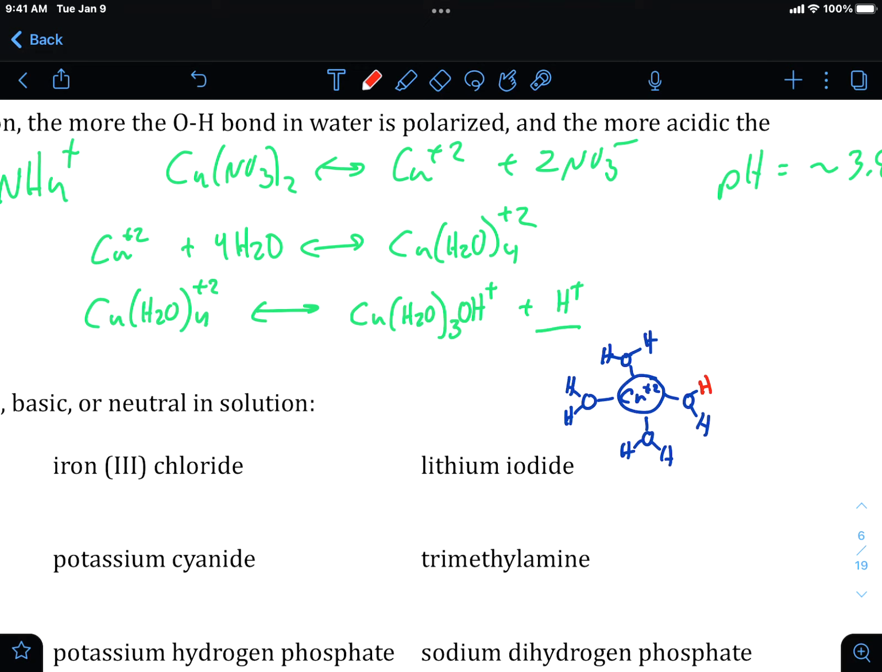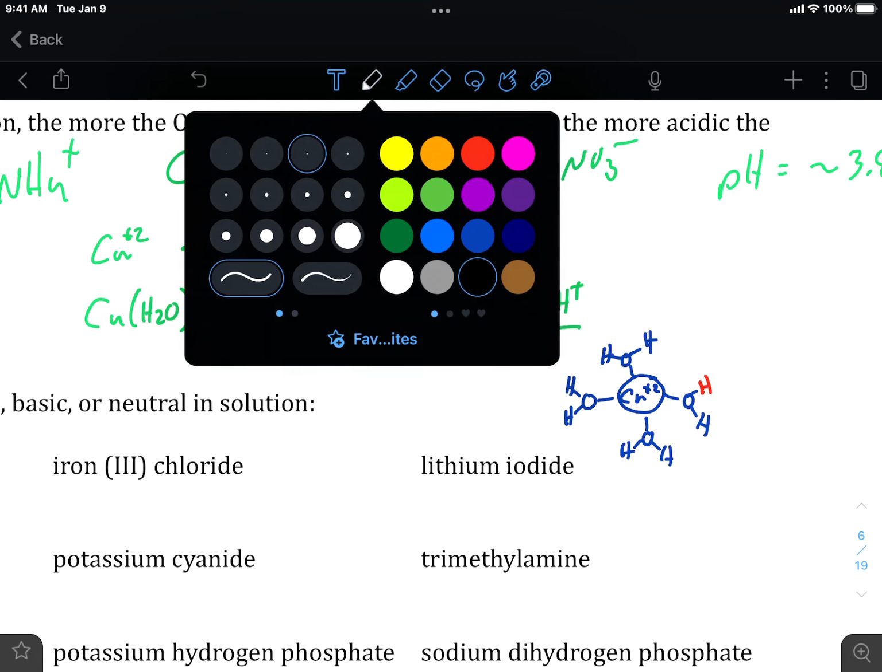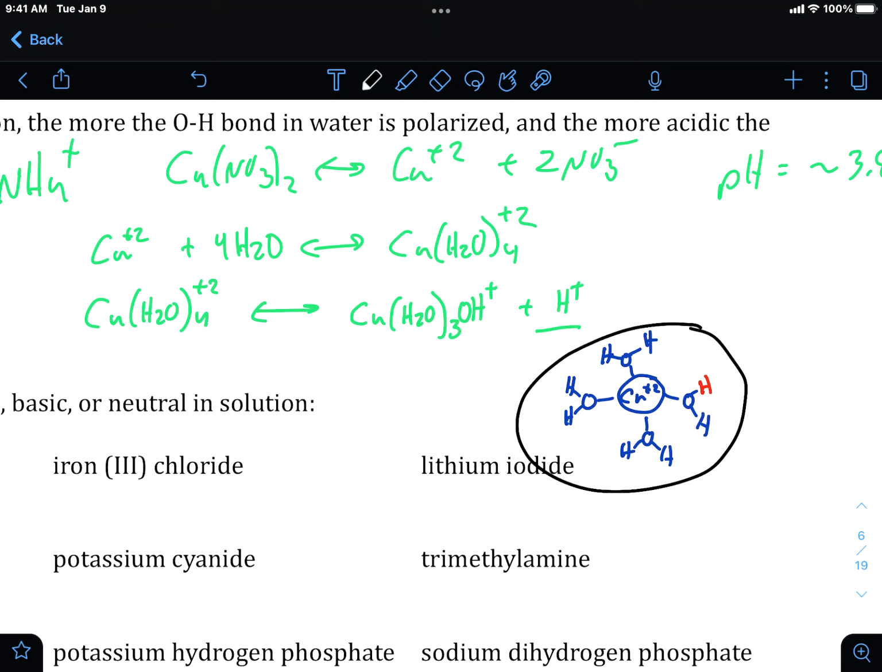Right? This right here, that's this guy. Does that drawing make sense? Okay. But one of the hydrogens comes off. And if it produces an H plus in solution, by definition, it is an acid, and the concentration of H plus will go up and the pH will go down.